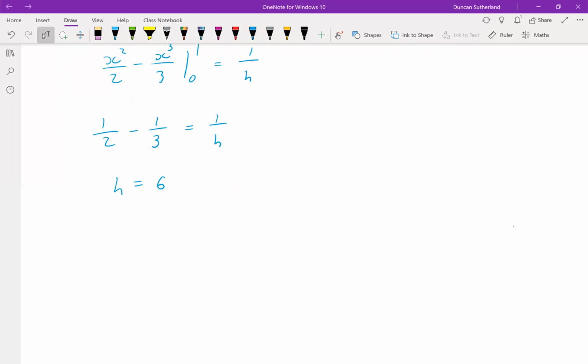So for it to be a valid PDF, we need that to be true. Okay. Oh, and we've got limits on x.